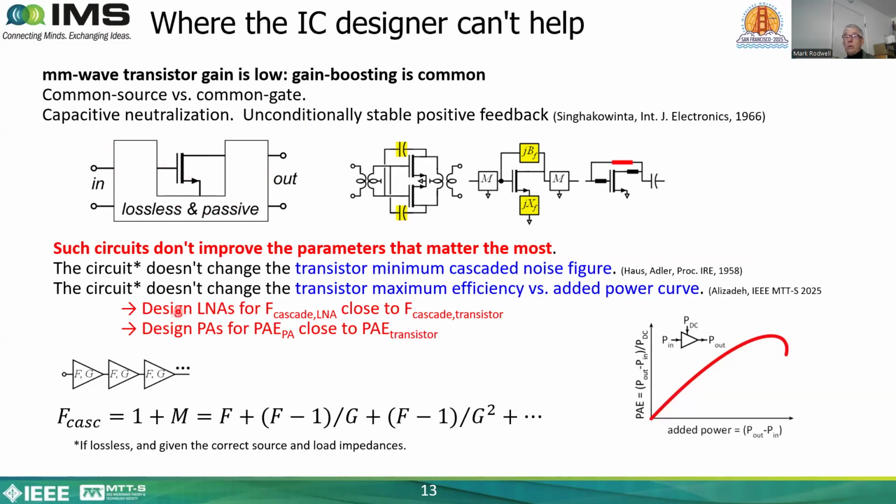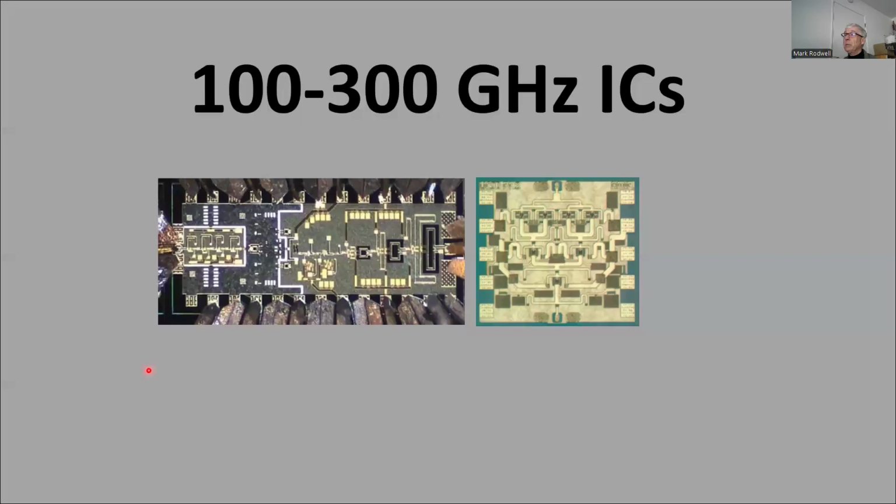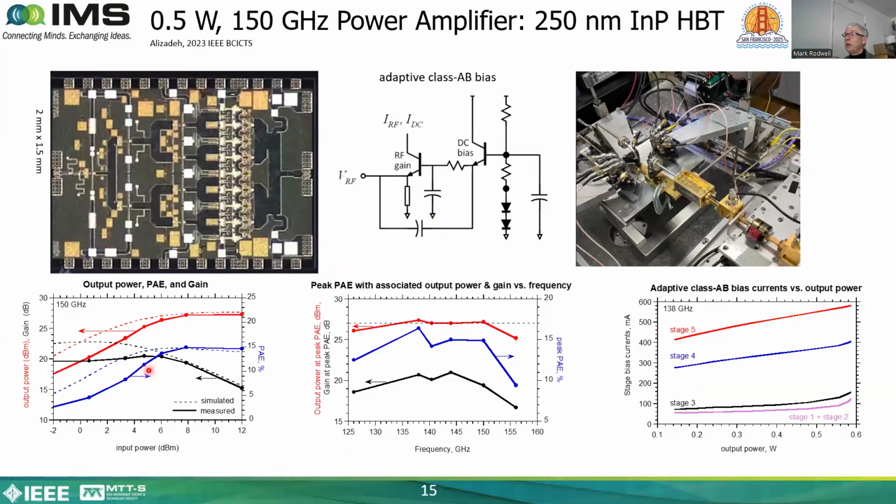So the best we can do as circuit designers is pick a topology that minimizes the passive element losses, so that the noise figure of a low noise receiver, and the output power and efficiency of a transmitter, are as close as possible to the transistor fundamental limits. Now let's look quickly at a few high frequency integrated circuits.